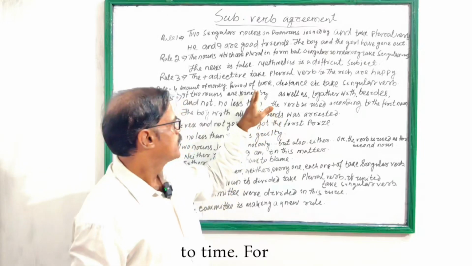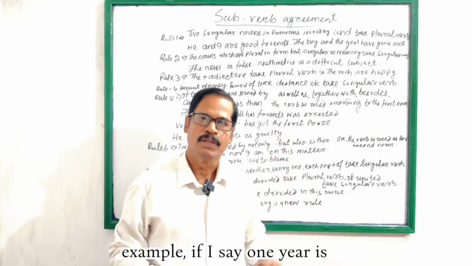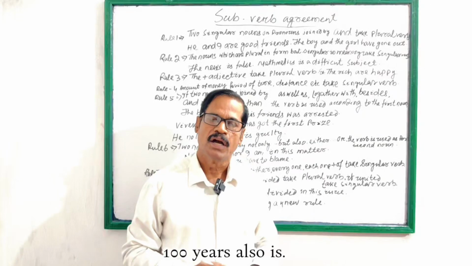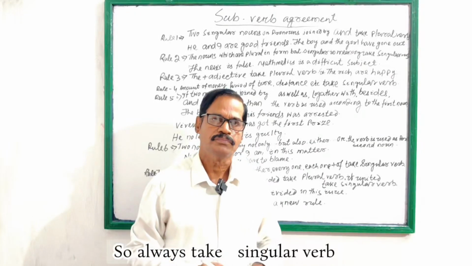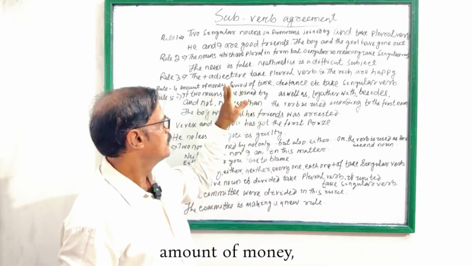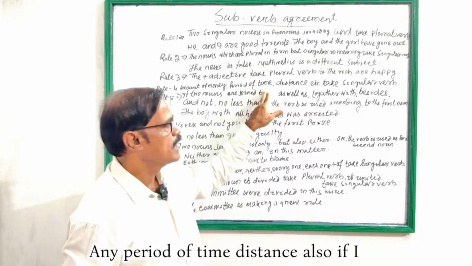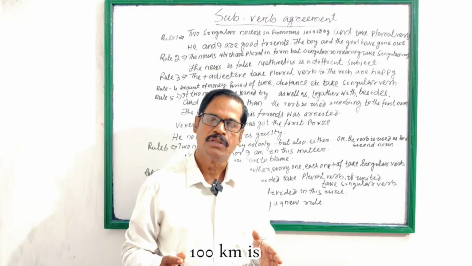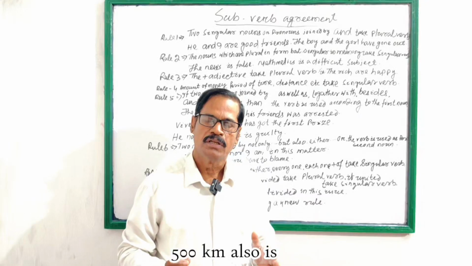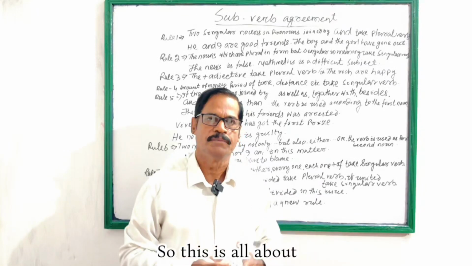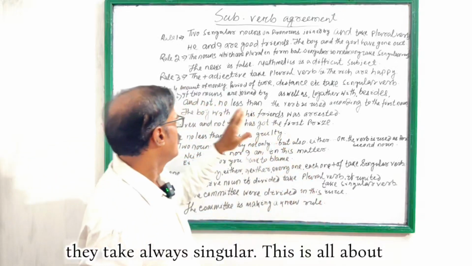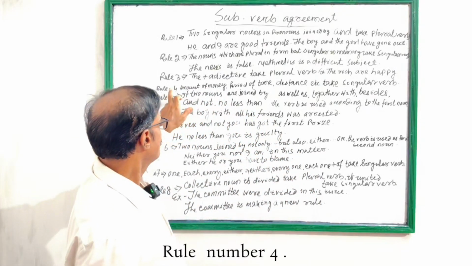Come to time. For example, 1 year 'is', 50 years 'is', 100 years also 'is'. So it always takes a singular verb. Amount of money, period of time, distance also. If I say 1 kilometer 'is', 100 kilometers 'is', 500 kilometers also 'is'. So they always take a singular verb. This is all about rule number 4.